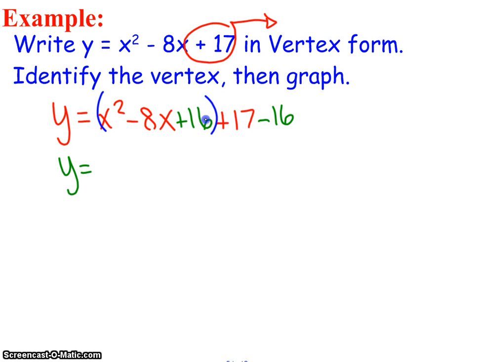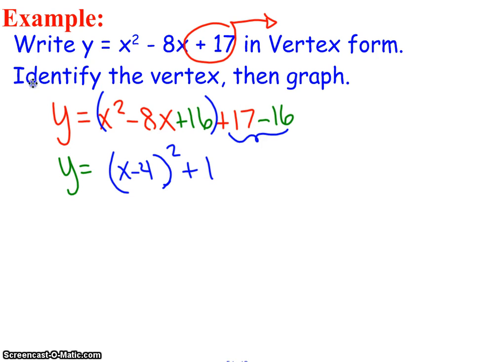This is our perfect square trinomial. That will become our binomial square. What goes inside the parentheses? X minus 4. Good. K will be 1. You add or you subtract 17 minus 16, and that's K.